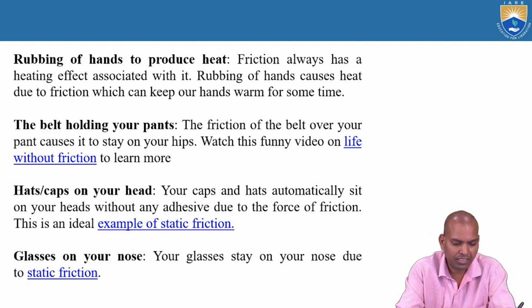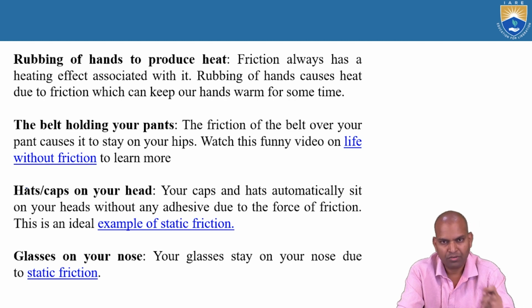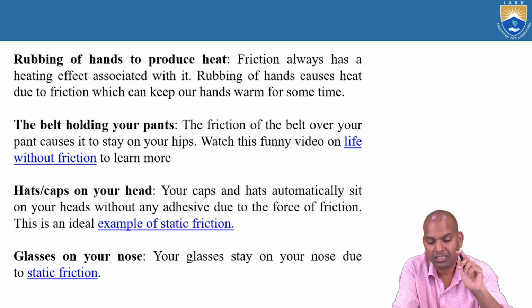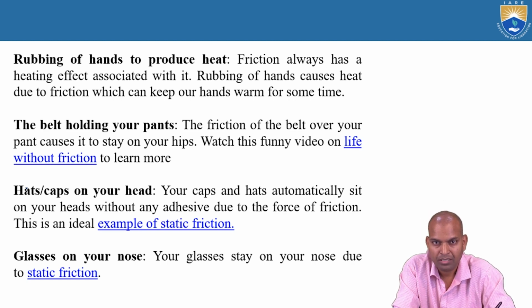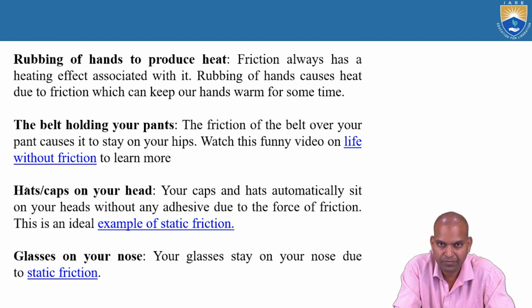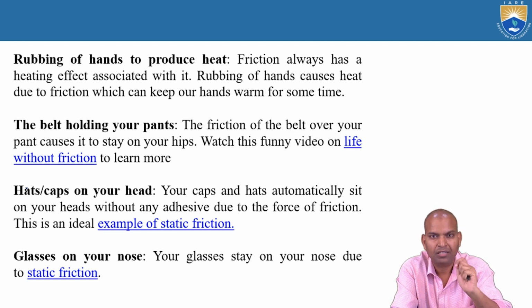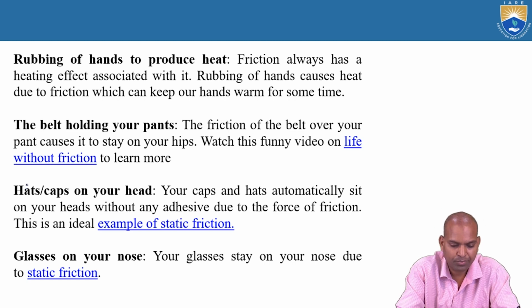All right. Next one is hats and caps on your head. That is also friction. What type of friction? Yes, I forgot to mention, that is static friction. Because of the static friction, it is in a stable, static condition, able to hold and keep your cap on your head. Okay, those are all examples of friction.